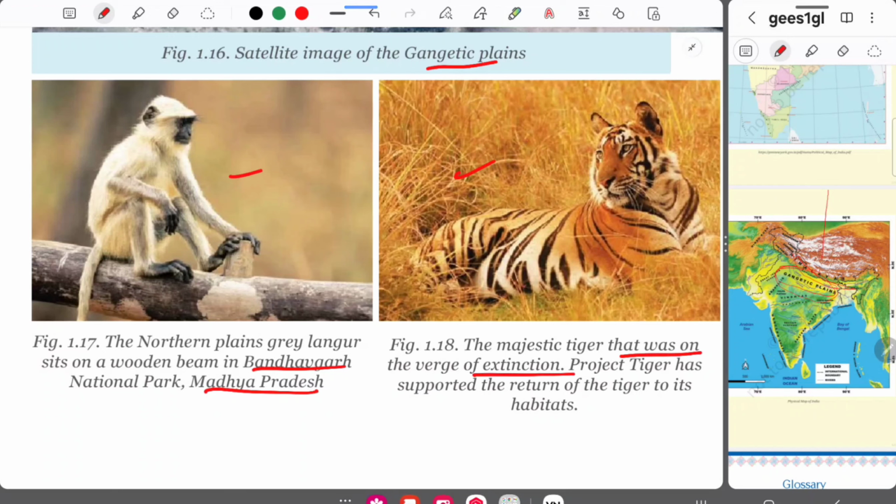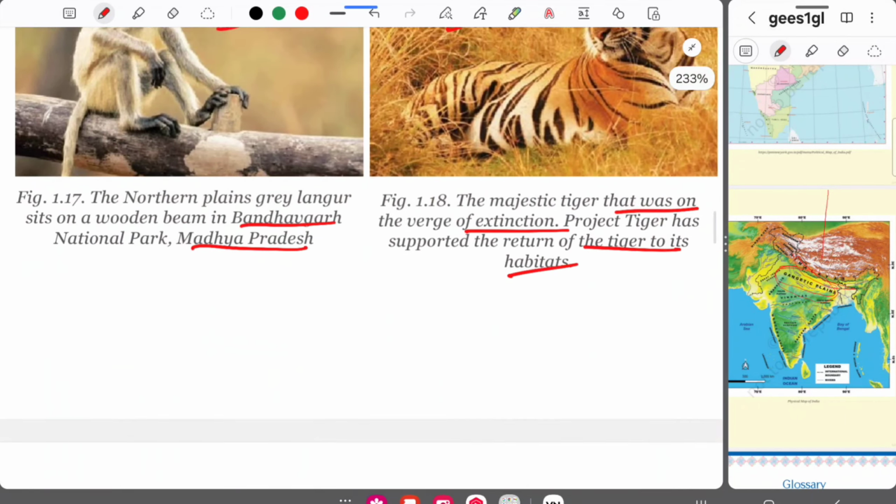And we have already learned, isn't it, how the Project Tiger has helped and supported the return of this tiger to its habitat with the initiative of the government, isn't it? And it was introduced in which year? 1970. Which one? Can you please write down in the comment section? As we have already learned this in your 6th standard, isn't it? 6th grade. So these are the two images, okay.